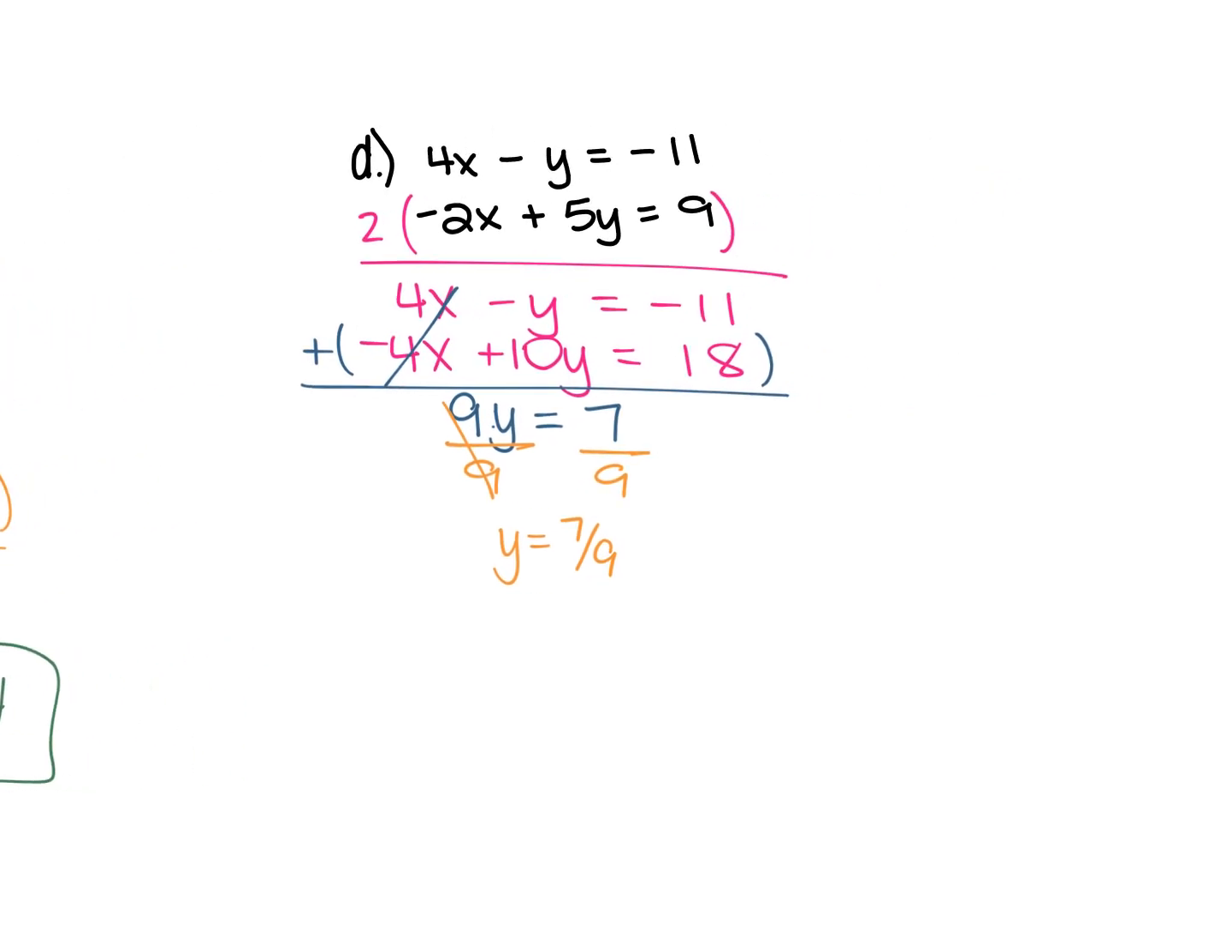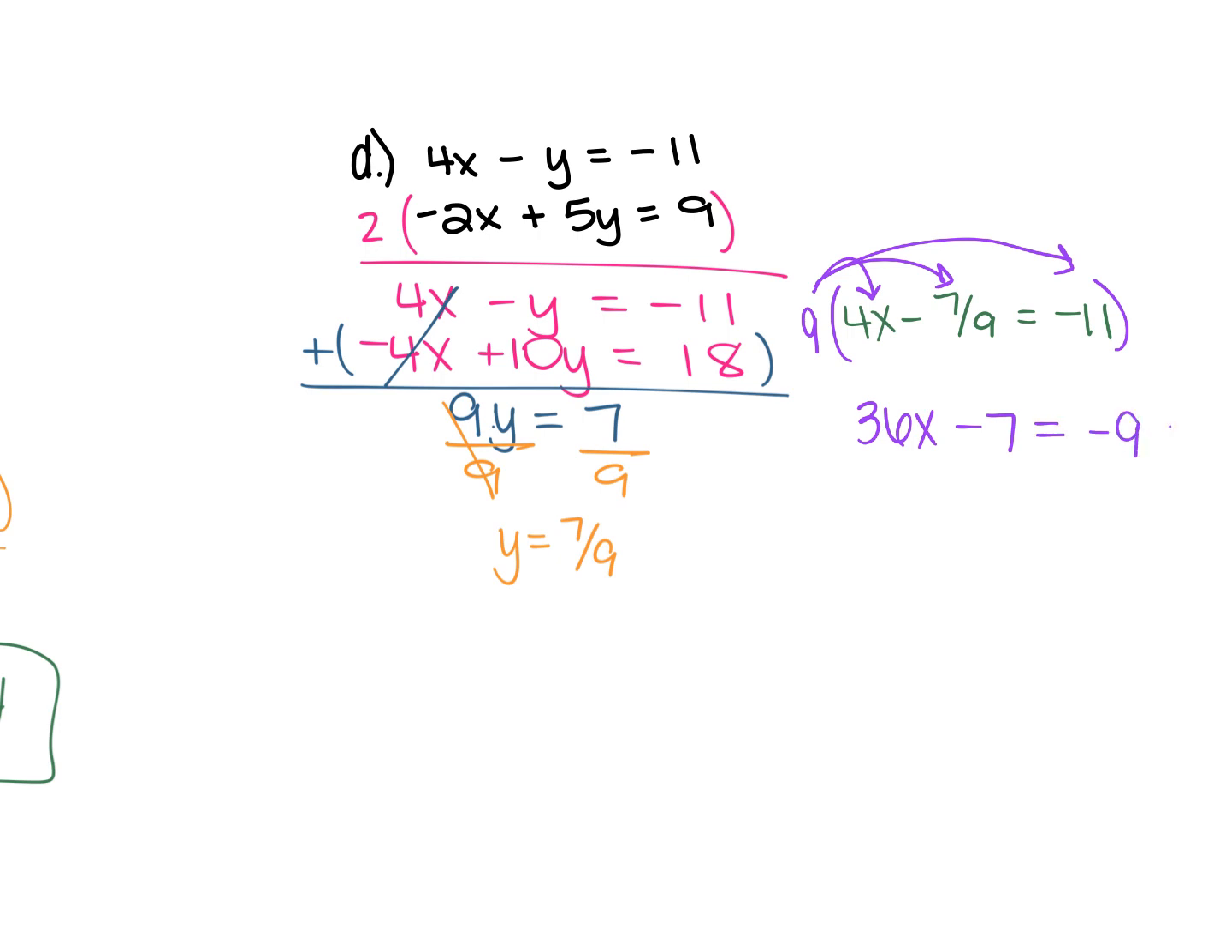If we plug this into the top equation, we're going to have 4x minus 7/9 is equal to negative 11. I don't like working with fractions, so I'm going to get rid of my fraction by multiplying the entire equation by 9. You multiply that by 4x, by the 7/9, and by the negative 11. This gives you 36x minus 7 is equal to negative 99. Move your 7 over by adding it to both sides. That's 36x is equal to negative 92.